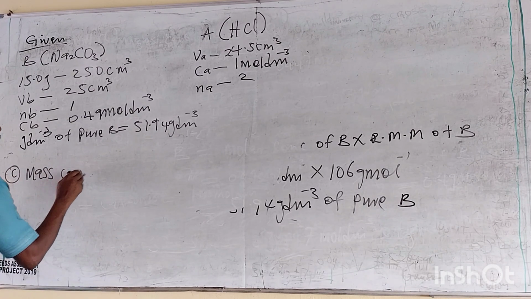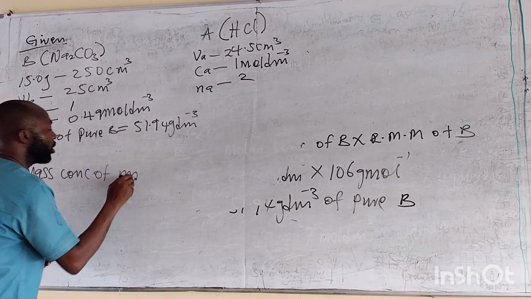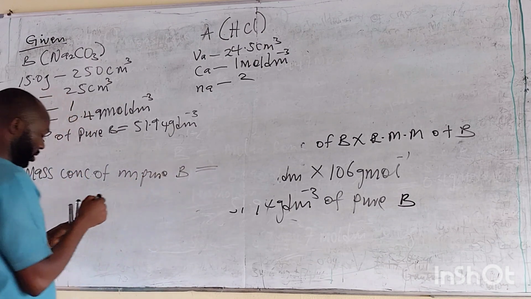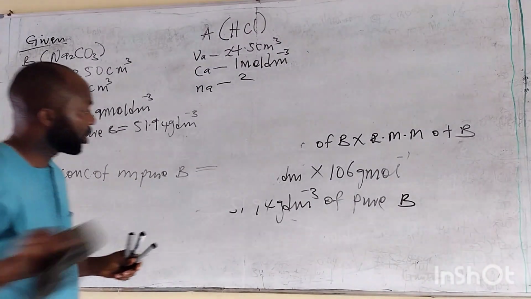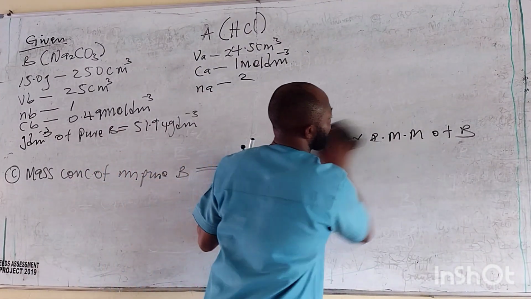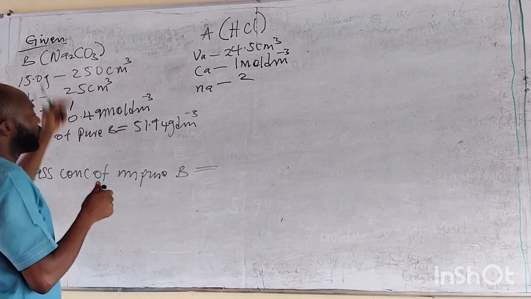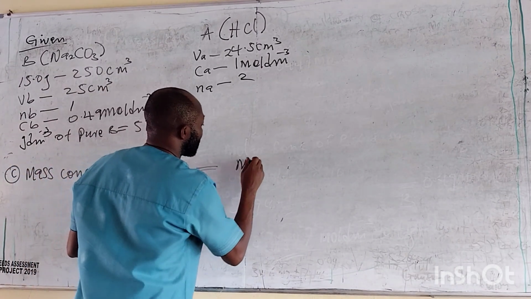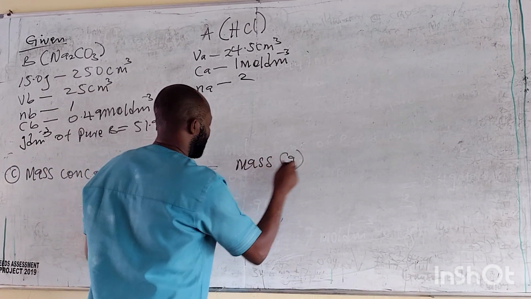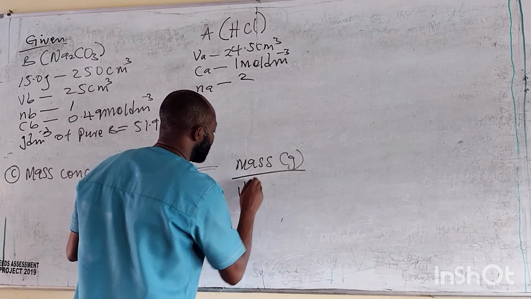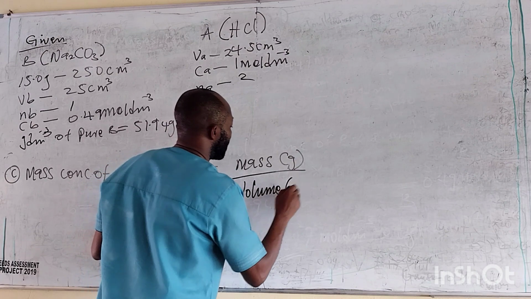Mass concentration of impure B will be mass over volume. Mass in gram over volume in dm cube.